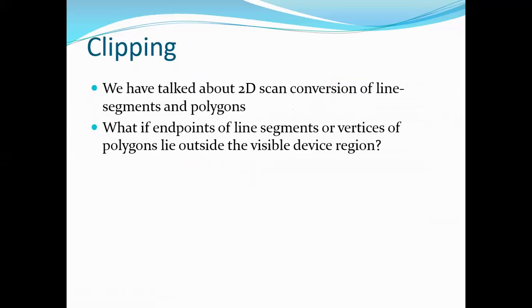So clipping, we have to talk about 2D scan conversion of line segments and polygons. What happens when points or line segments or vertices of polygons lie outside the visible device region? So remember, that's what I said clipping is all about. It's all about ensuring that aspects within the visible device region are displayed and anything that is outside is not displayed. So you need clipping. I'll share those notes.